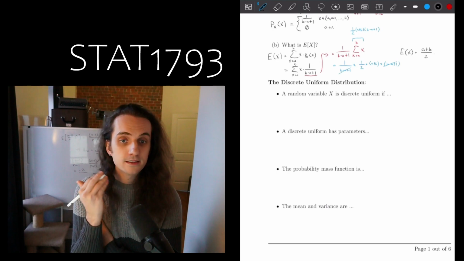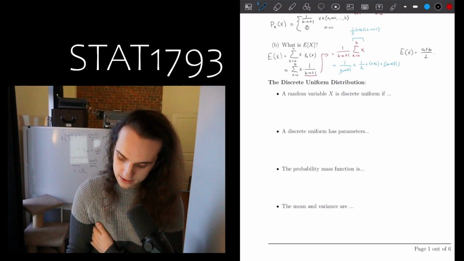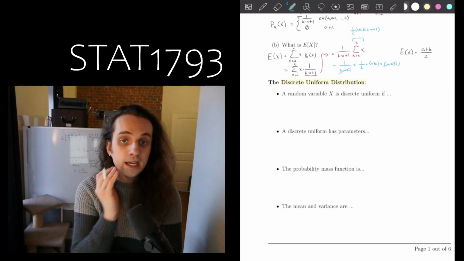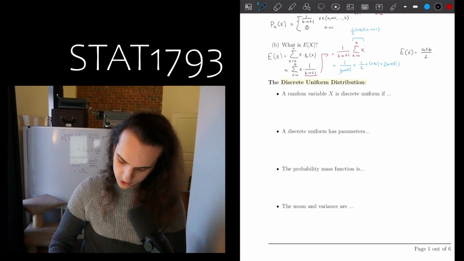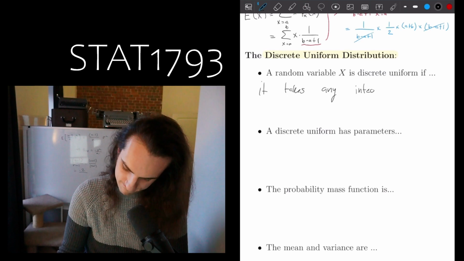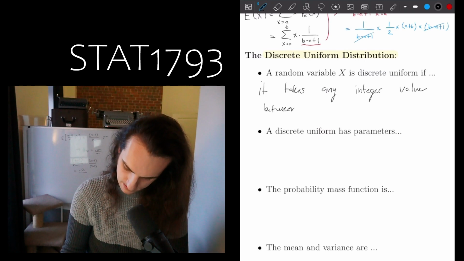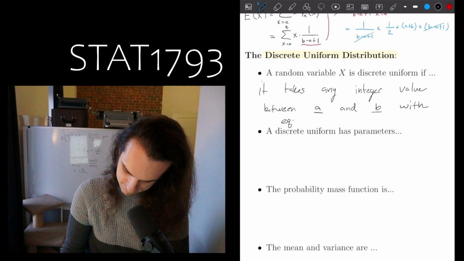And so this leads us to our first named probability distribution, and this is what we will call the discrete uniform probability distribution, right? So it's the discrete uniform. And essentially what we're going to say is that a random variable x will follow the discrete uniform distribution if it takes any integer value between a and b with equal probability, right?